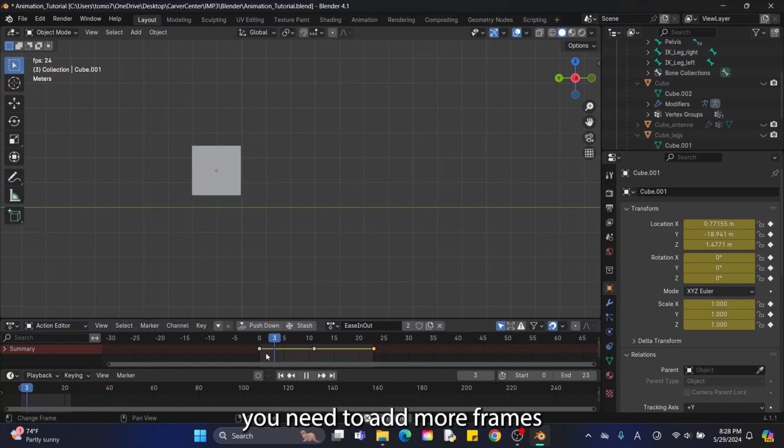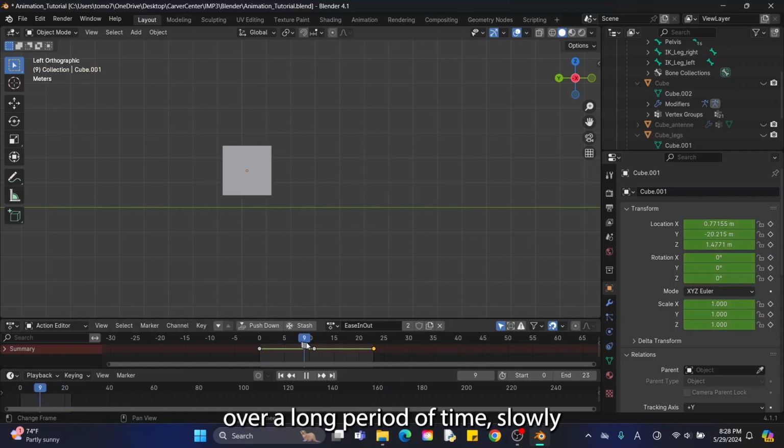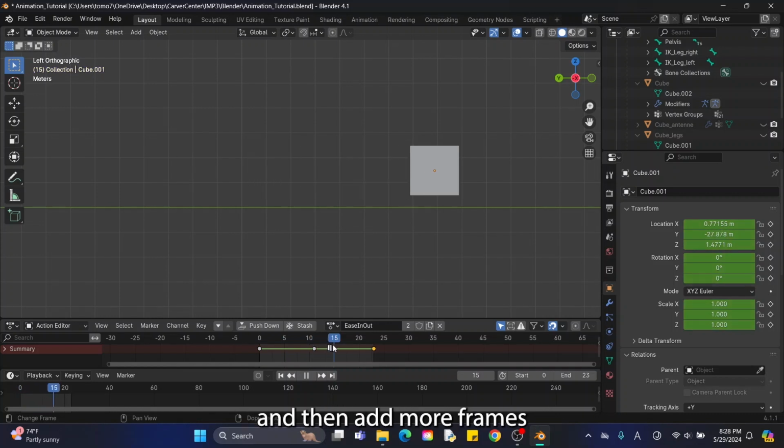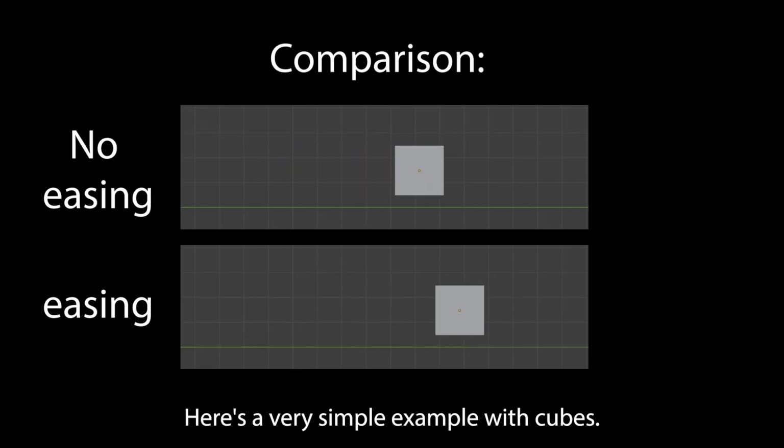To do this, you need to add more frames as the character starts moving into the action, meaning more frames over a long period of time, slowly spread out the distance in the middle of the movement, and then add more frames closer together again at the end to ease out to the final pose. Here's a very simple example with cubes.